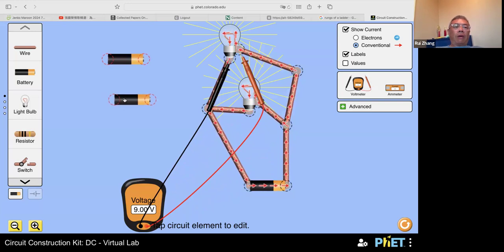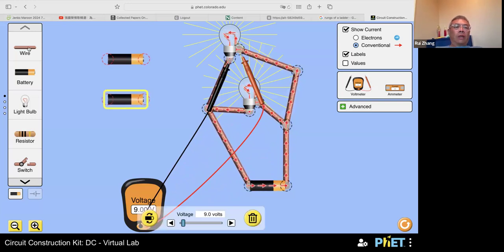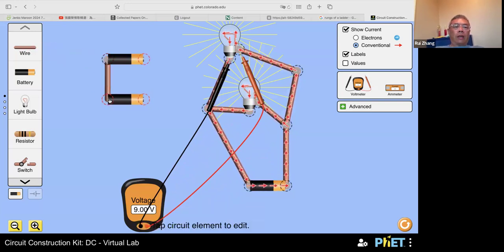To connect them in parallel, just bring the wire like this. This is how you put them in parallel. Like the document mentioned, it's kind of like the rungs of a ladder. So these are two batteries connected in parallel. Let's say I bring another one. This is three batteries connected in parallel, just like these two light bulbs are connected in parallel.